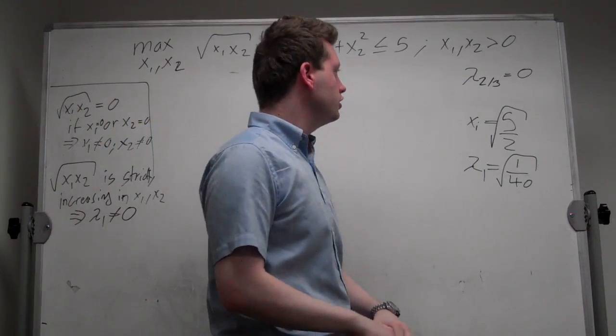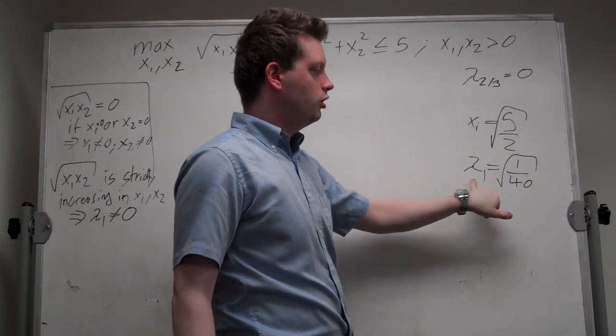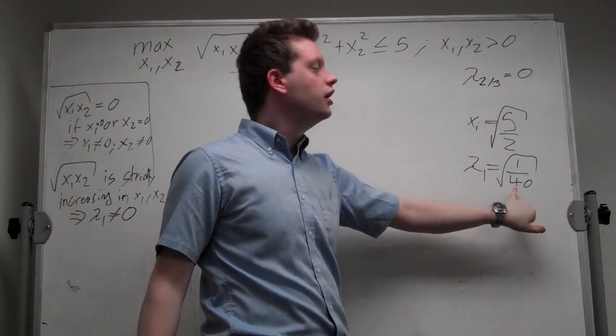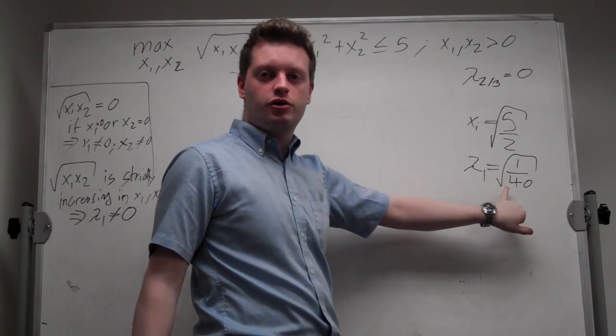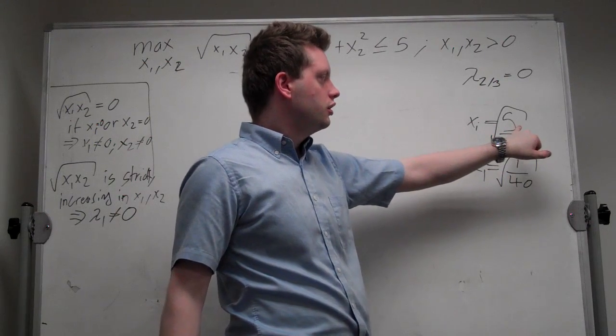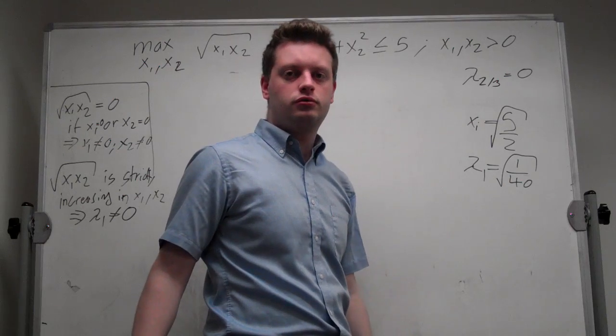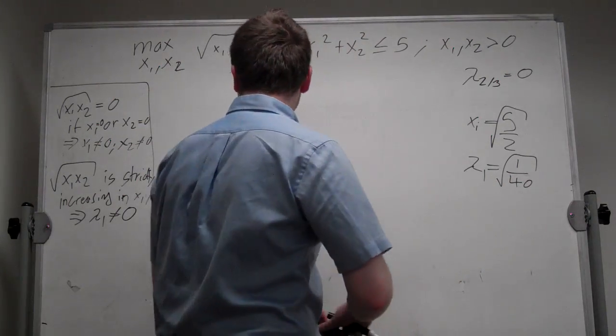So I got my solution. Lambda 2 and 3 equal to 0. Lambda 1 equals the square root of 1 over 40. And we verify that's a positive number, so we're fine. And x1 and x2 are equal to each other. They're equal to the square root of 5 over 2. Okay.